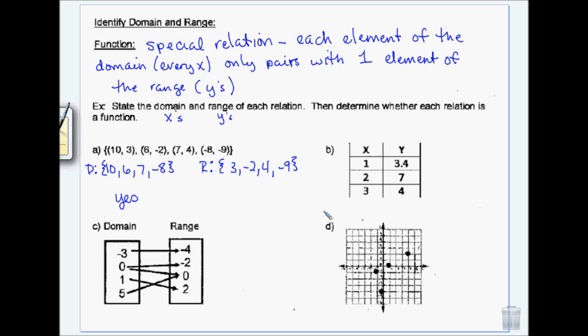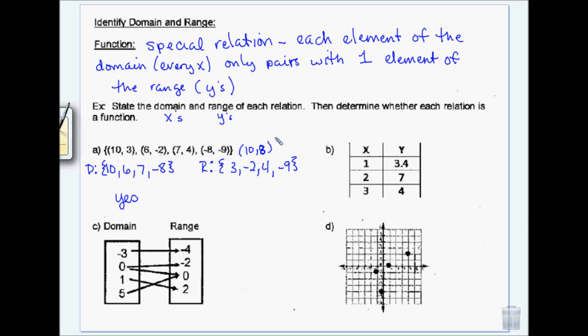Yes? So a function basically is when a number doesn't repeat? Well, it can repeat. So I could have another 10, 3 here, but that's the same. So it can repeat, but what I can't have is like a 10, 8. Why? Because that would mean the 10 was going to 2 different numbers, and it's only allowed to go to 1. Right. Does that make sense?